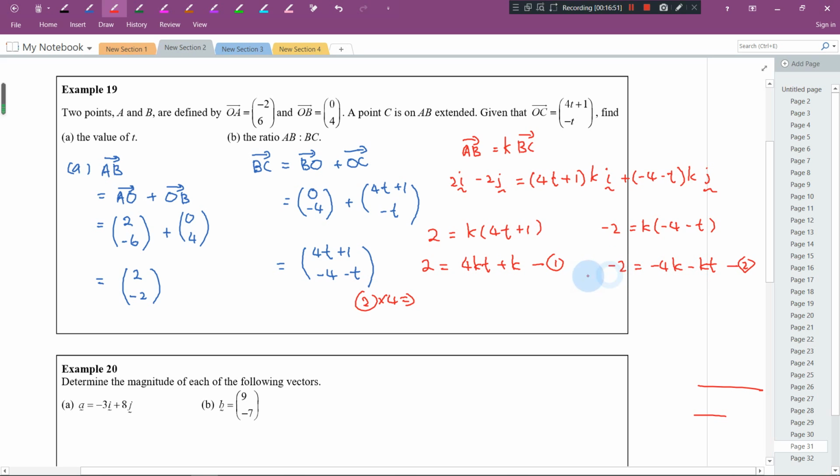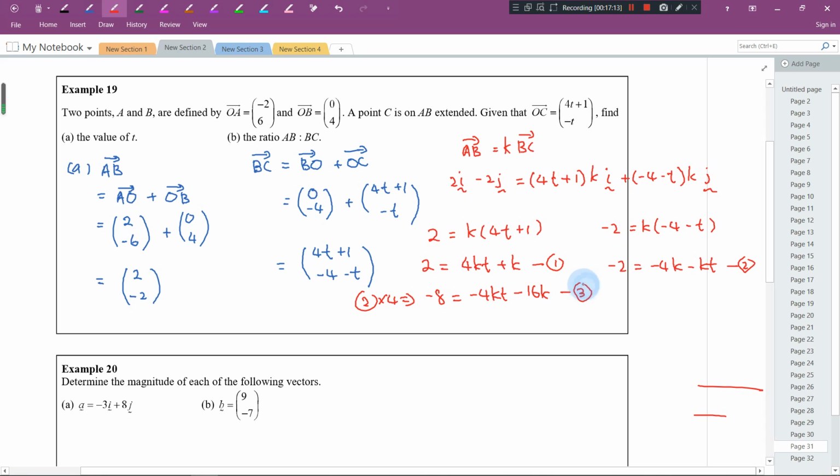So this is negative 8. And this is negative 4kt. So I write this one first, so it's easier for me to eliminate them. Easy for me to see it. So here you have to times 4 as well. So you will get negative 16k.